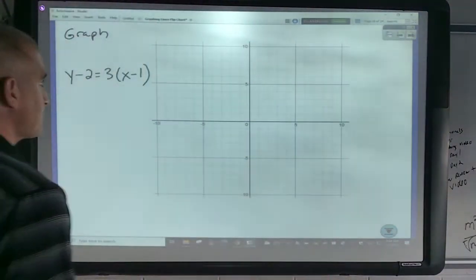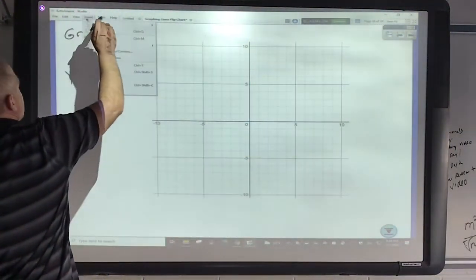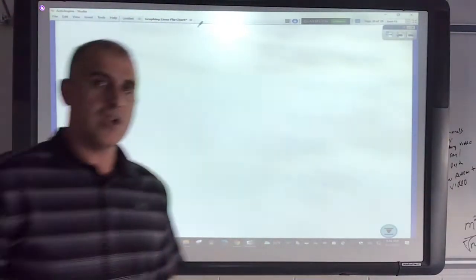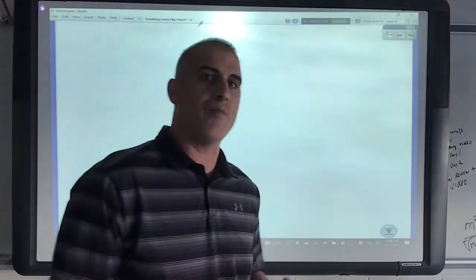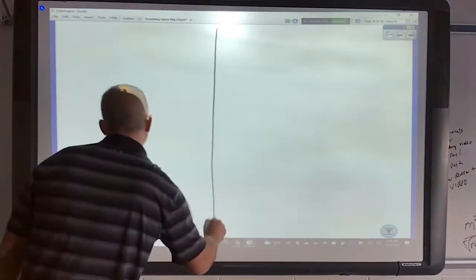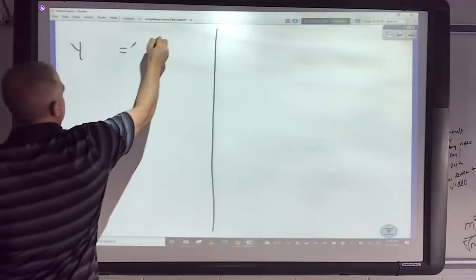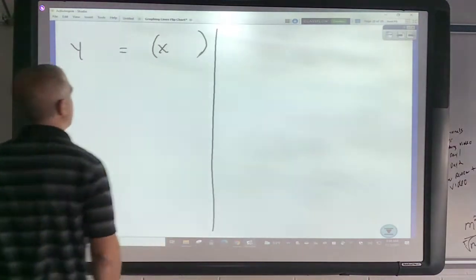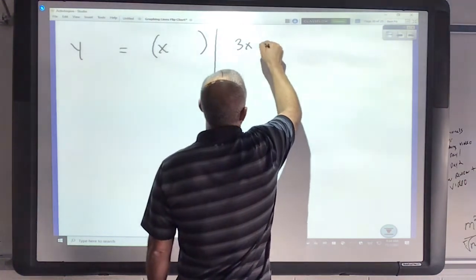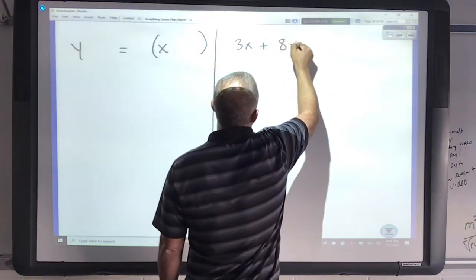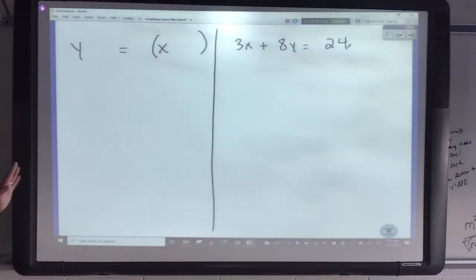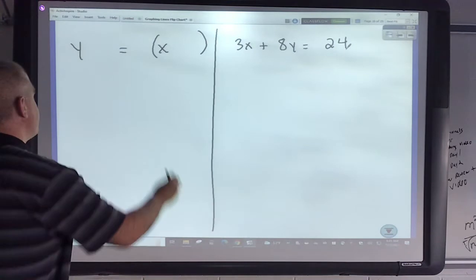Okay, now let's talk about the next type. We're going to talk about two types that are not in y equals, that aren't in x equals. We got some kind of parenthesis. I also want to talk about the ones like this.